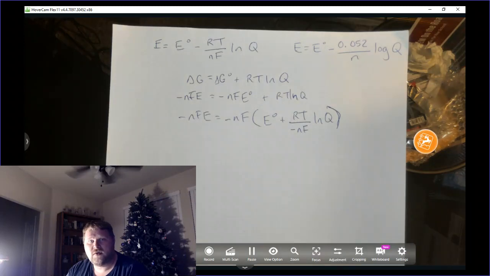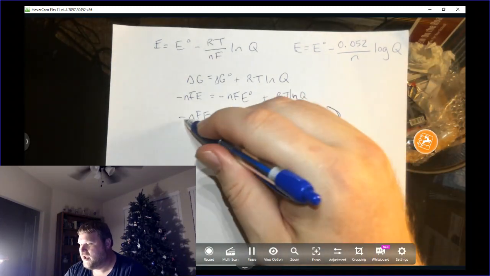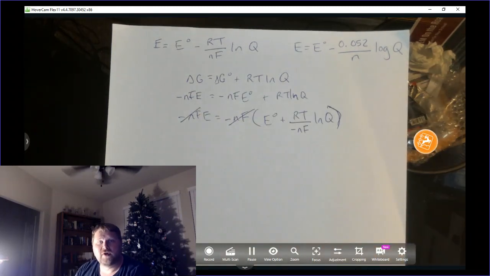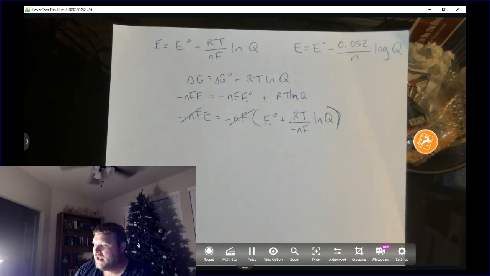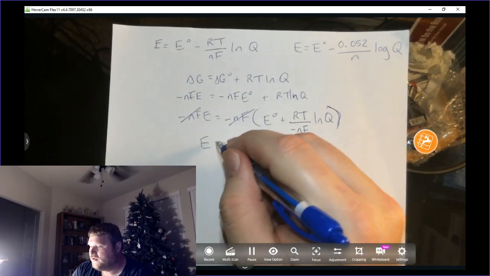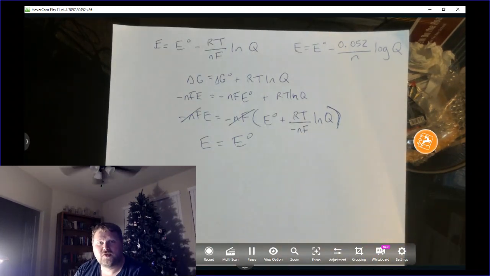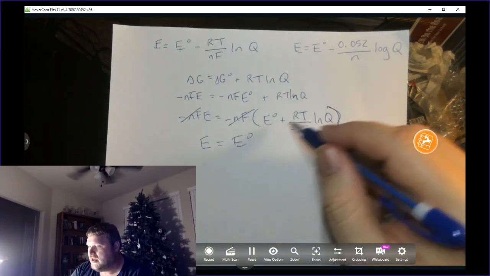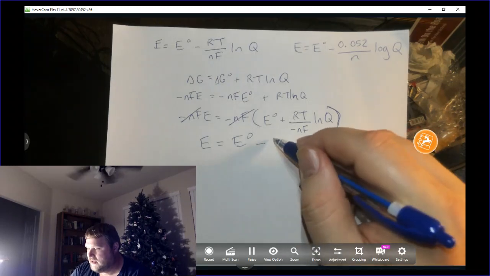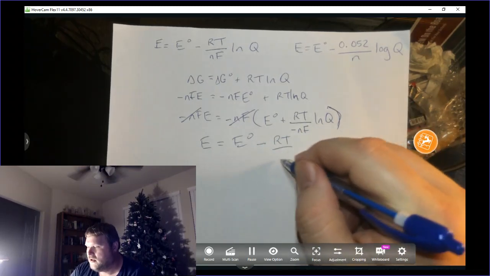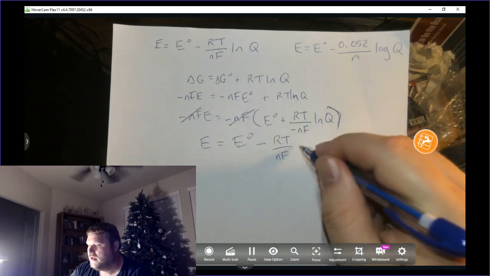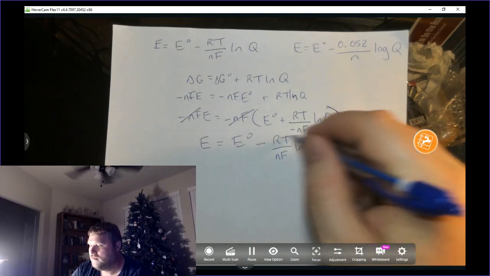So why did we do that? Well, just to get rid of negative NF for 2 of our terms. And so that will give us the equation you see at the top of the page. Non-standard potential equals standard potential. And now this term is minus RT over NF, natural log of Q.